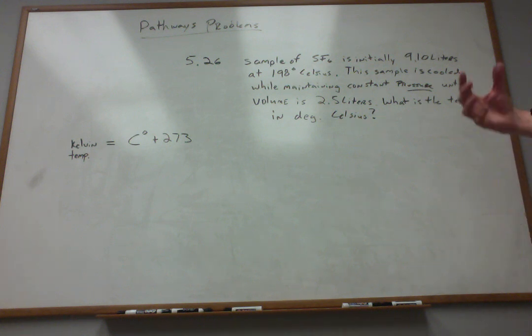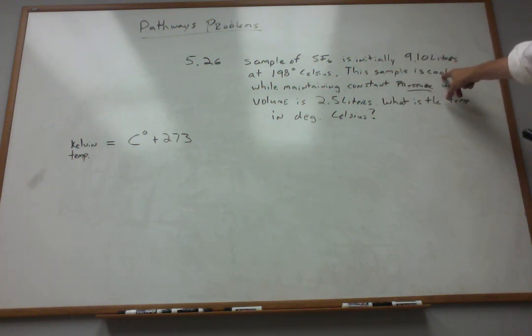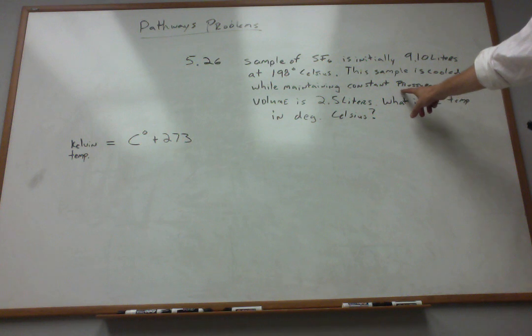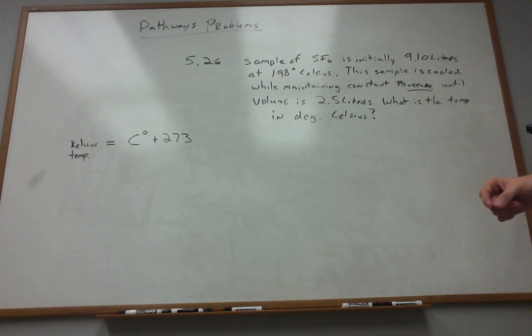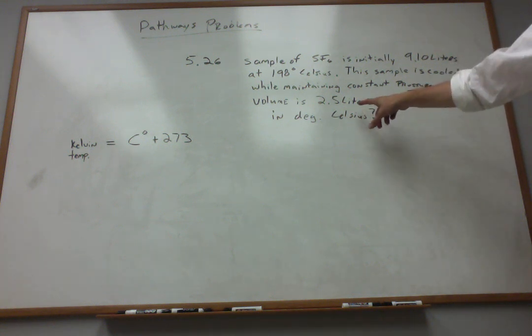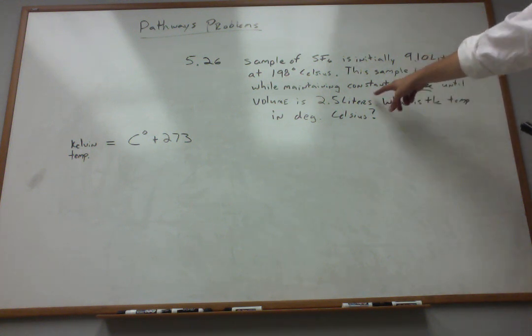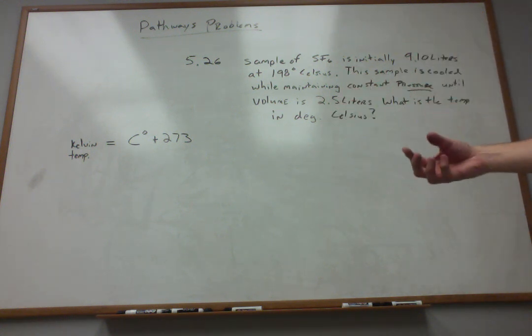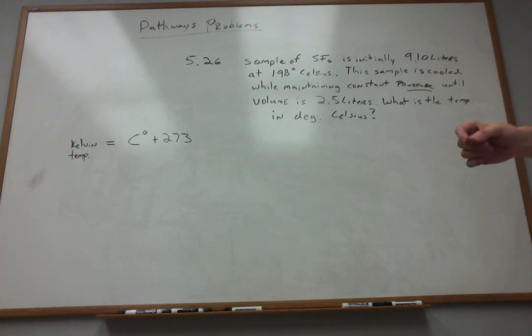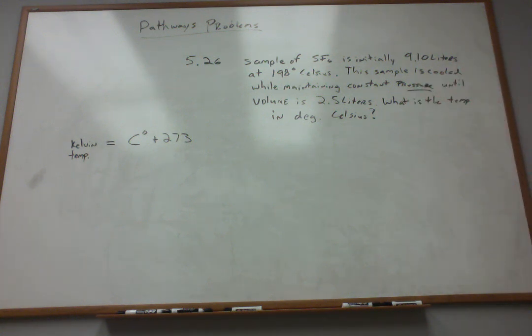Celsius. Then we take that same sample, we do not change the number of moles, we keep the number of moles constant. The same sample is then cooled while maintaining a constant pressure. So pressure is constant, number of moles is constant, until the final volume is 2.5 liters. The only reason the volume is shrinking, from initially 9.1 to 2.5, is because we're cooling the gas down, causing the gas molecules to move slower, and at constant pressure that causes a decrease in volume.